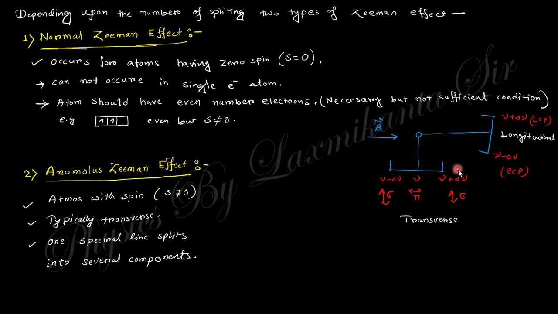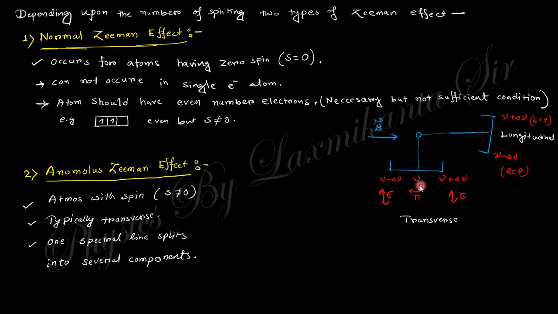So this is all about the normal Zeeman effect, where at the transverse position you get three frequencies, and at the longitudinal position you get two frequencies. One is the left circularly polarized component, and the other is the right circularly polarized component. So in the transverse direction we get 3 spectra and in the longitudinal direction we get 2 spectra. And remember that the intensity of the pi is equal to the intensity of the sigmas.